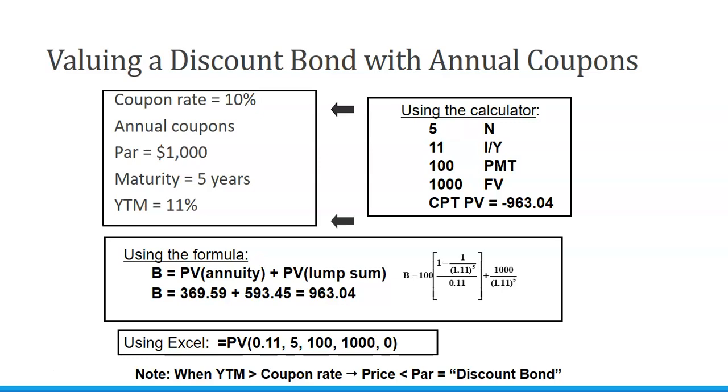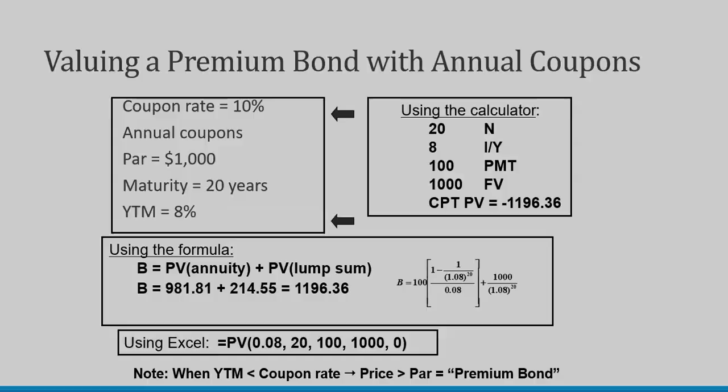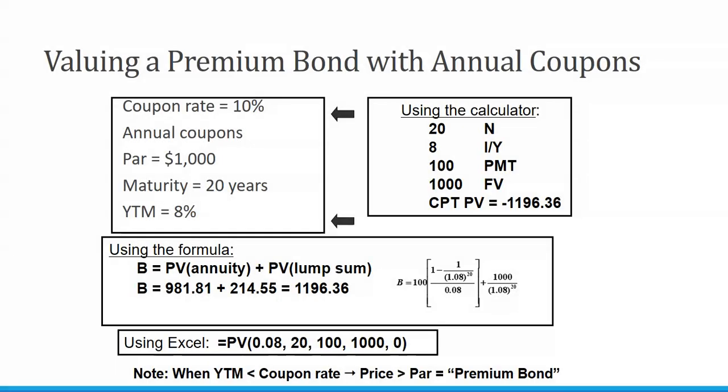So here, the coupon rate is 10%, the yield to maturity is 11%. So this is an example of a premium bond where the yield to maturity is lower than our coupon rate of 10%. We also have a maturity of 20 years. So we can see the example using our scientific calculator, the example using the mathematical formula, and the example using an Excel formula.